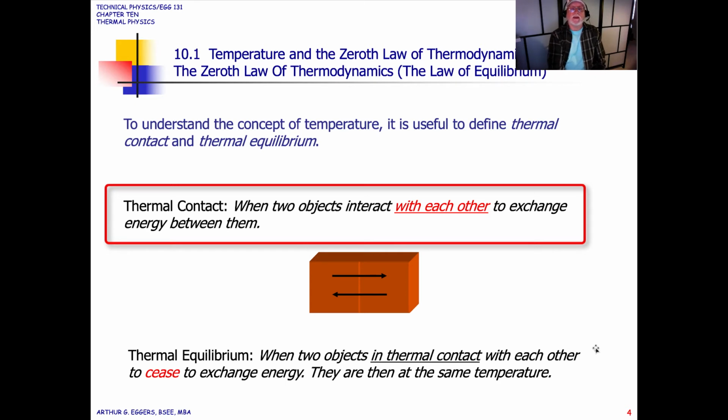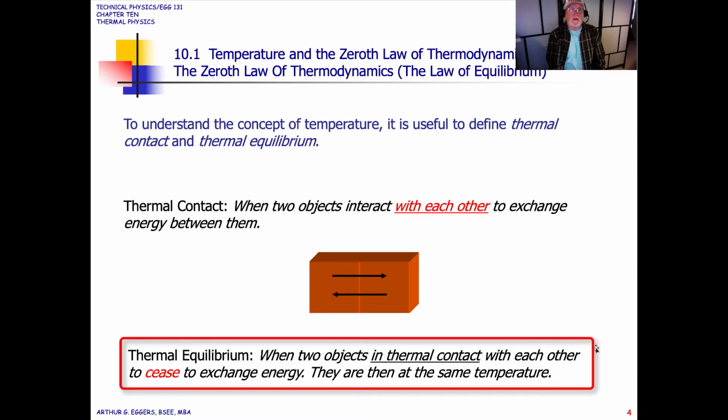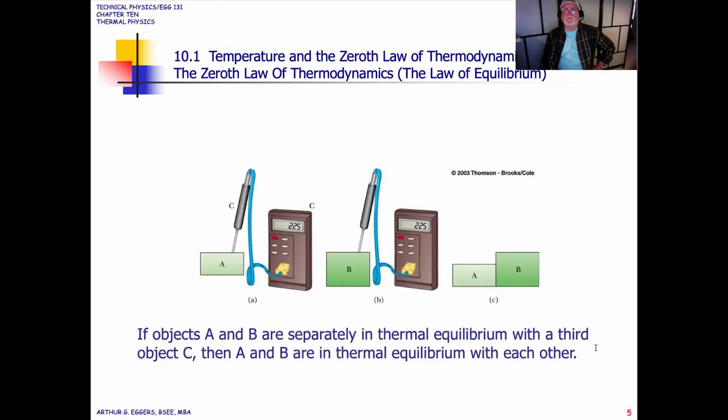Thermal contact, then, is when two objects interact with each other to exchange heat between them. And we talk about this in engineering terms as heat transfer. Thermal equilibrium then says when two objects in thermal contact with each other cease to exchange energy, then they are at the same temperature. So again, think about that time you sat in that cold chair and you warmed it up.